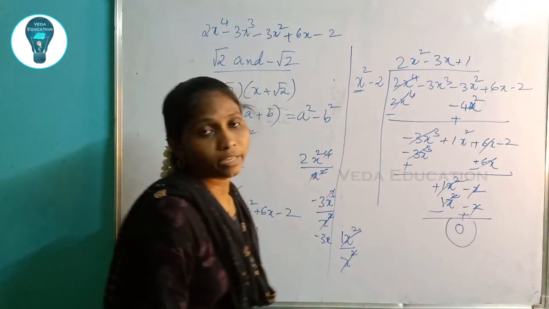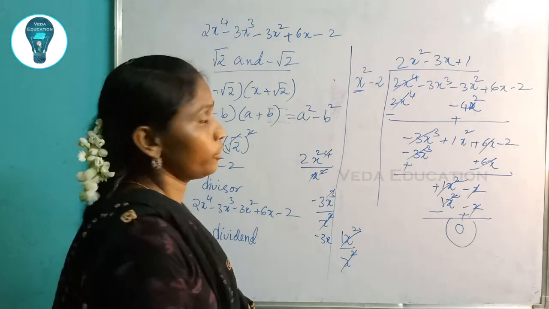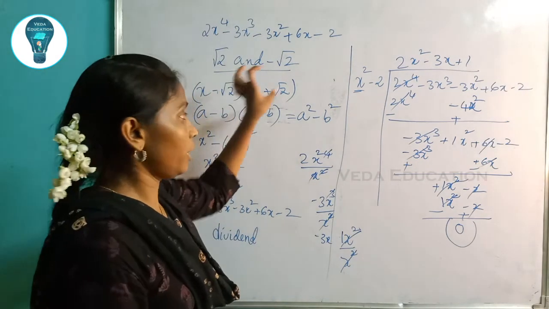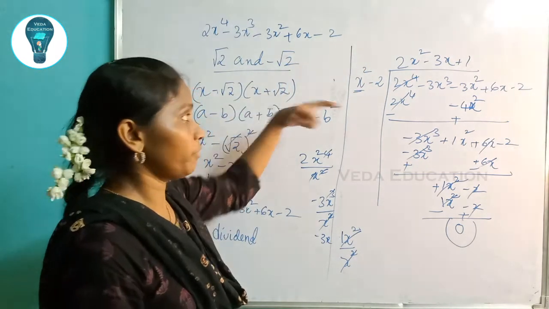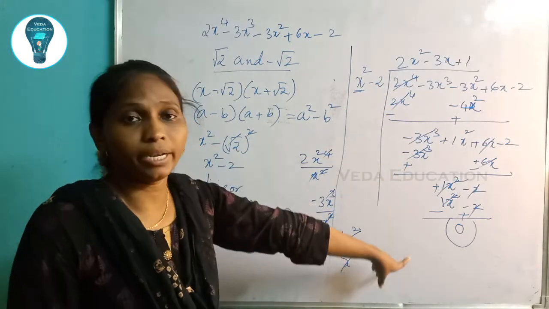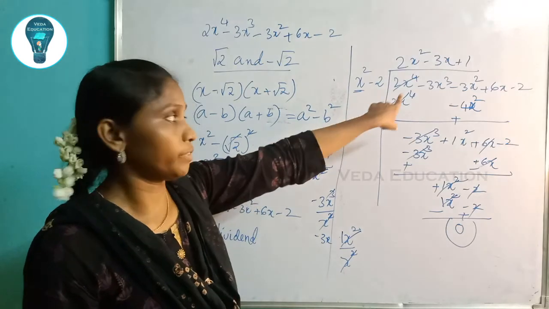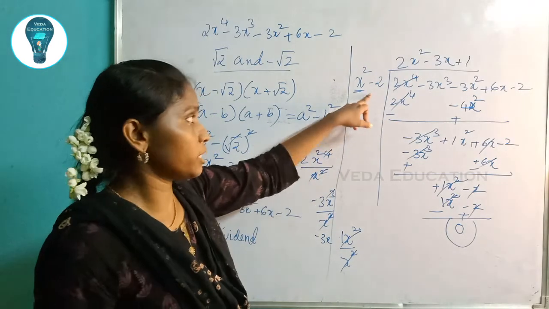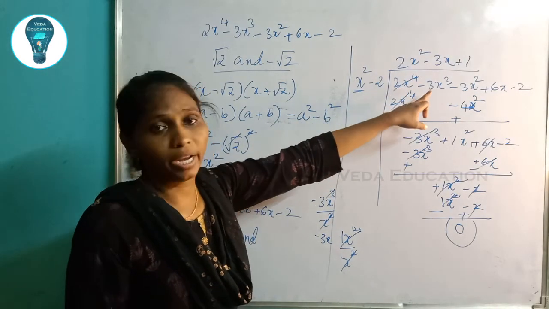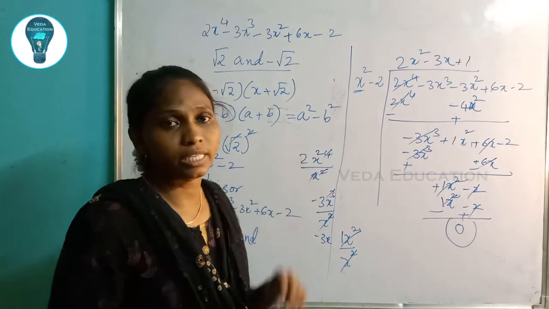So when they give us zeros of the polynomial, and we convert them into a linear polynomial and divide the given polynomial by it, the remainder becomes 0. Then only our process is correct. Then only we consider this as a factor of the given polynomial. Got it? So x square minus 2 is a factor of 2x to the power of 4 minus 3x cube minus 3x square plus 6x minus 2.